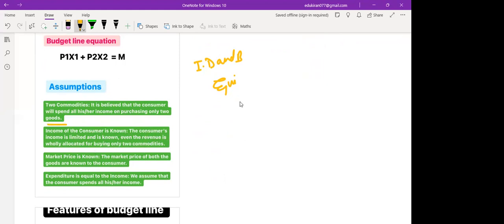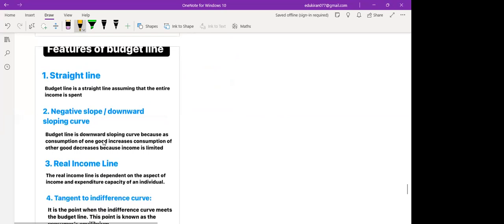So over here, you should know that this is the income of the particular person and this is how he must be earning. Then market price is known. The prices of the product is also known. And the expenditure is equal to the income. So these are the assumptions.